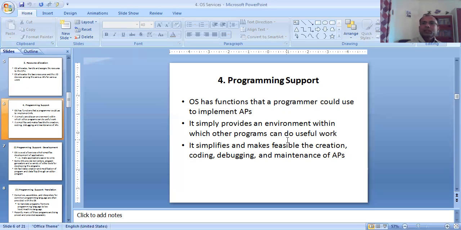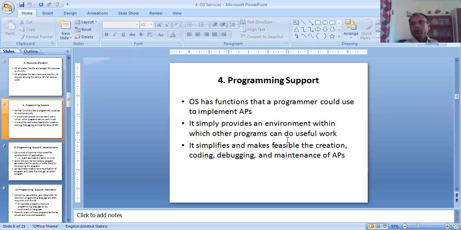So since the time of writing a program up to its execution, complete execution of that program, from the writing of the program to its compilation, to its loading, to its execution, the operating system continuously supports.